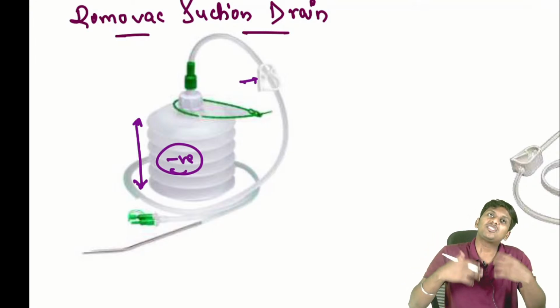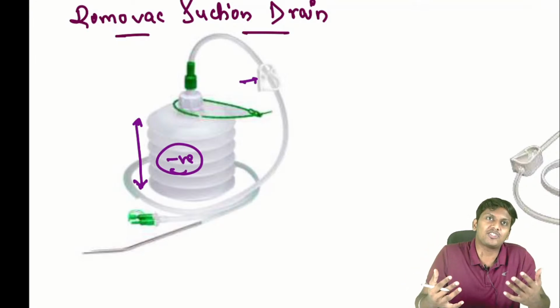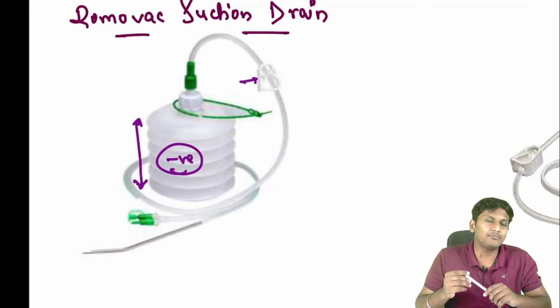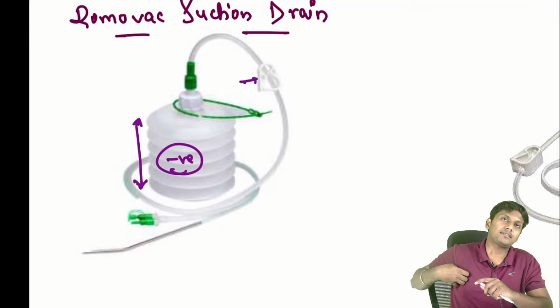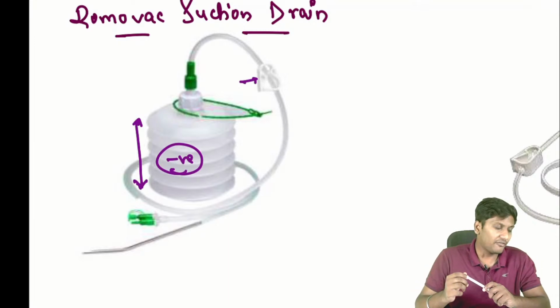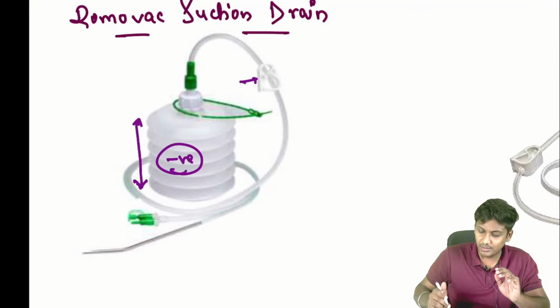So again you have charged it, again you have filled negative pressure in it. Definitely as more negative pressure is generated over here, more vacuum, more suction, and if there is any fluid which is collected at the surgical site, definitely that will be sucked into this drain. So definitely please remember this Romovac suction drain, बच्चों, it works on the principle of negative pressure.